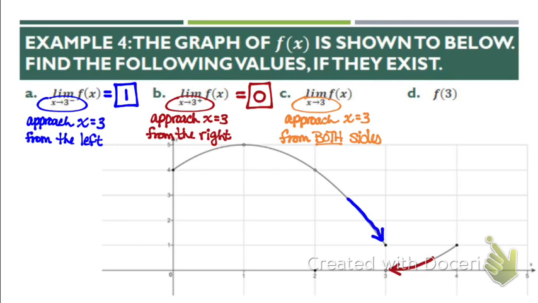As I approach from the left, you told me my y values are getting closer to 1. As I approached from the right, you told me my y values were getting closer to 0. Am I approaching the same y value from the left and the right? No. That means my limit does not exist. We've got a nice little jump discontinuity here.